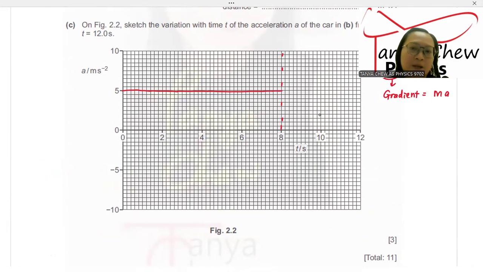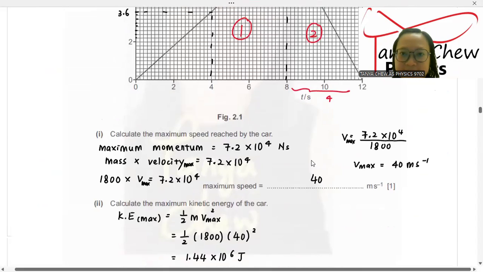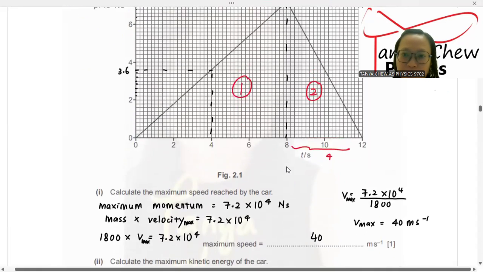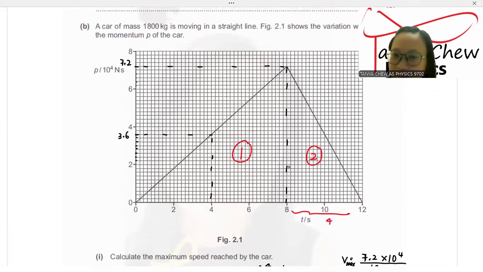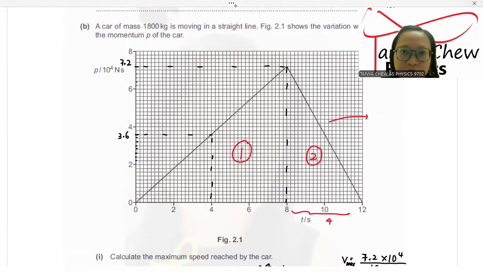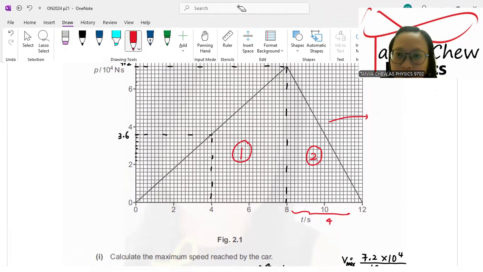Okay, done. And then start from 8 seconds onwards to 12 seconds. You have to find another gradient right here. This is a negative gradient, so your acceleration would be negative. I just write the word gradient. Don't want to confuse you with the mass. So I just put gradient.